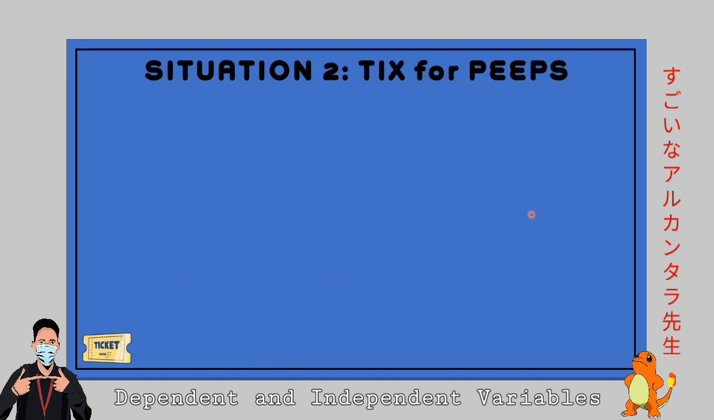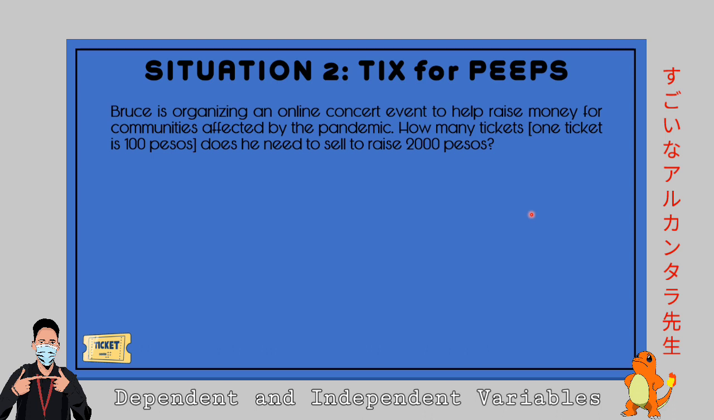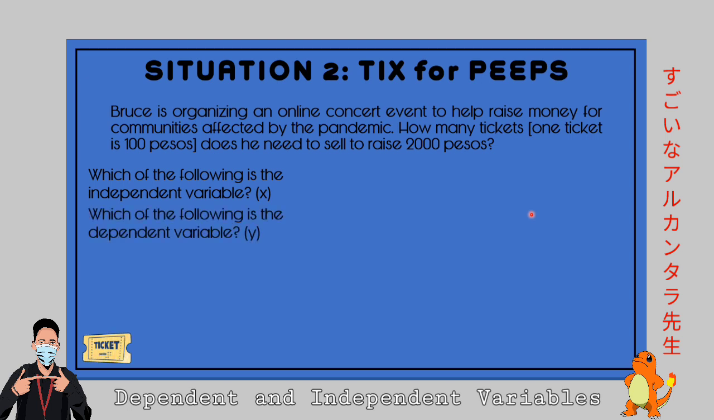Let's say that we have Tix for Peeps. Bruce is organizing an online concert event to help raise money for communities affected by the pandemic. How many tickets does he need to sell to raise 2,000 pesos? So which of the following is the independent variable? Which one is the dependent? Our independent again here is the tickets, and the dependent is the money that will be raised.